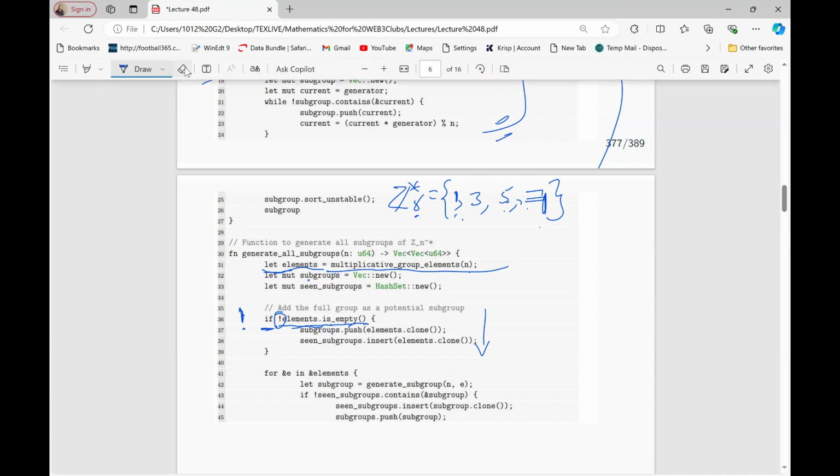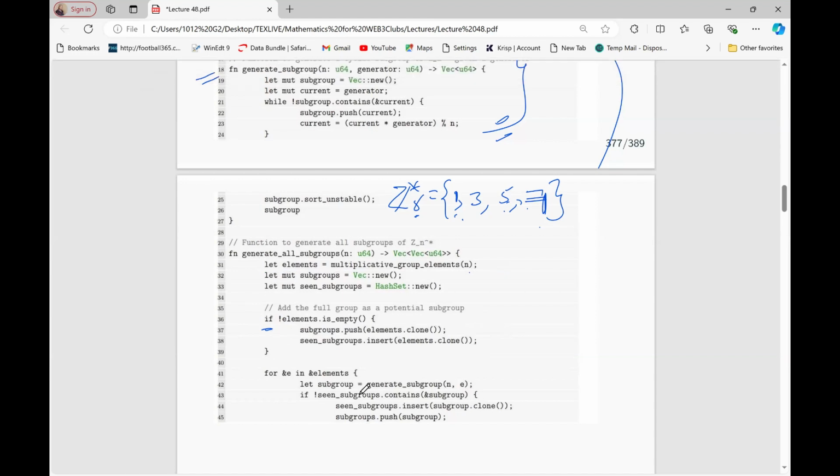Now let's see what is inside. For our case, the elements is not empty, because we have elements. We have 1, 3, 5, and 7 in that set. So it's not empty. Now, if the element is not empty, the first thing you are doing is push the elements.